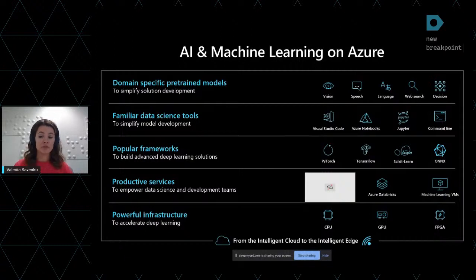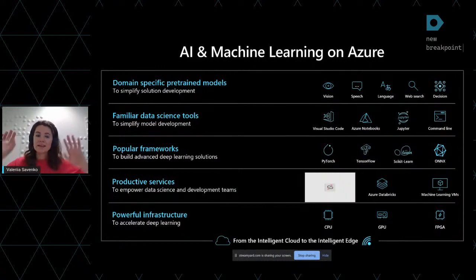We also have different services like Azure Databricks, Synapse, and Azure Machine Learning VMs. We have one called the Azure Data Science VM that has GPUs. So if you want to go down that route, you can build your own model using the infrastructure that we have. We have CPUs, GPUs, and FPGAs as well. So a lot of really cool resources to help you get started.